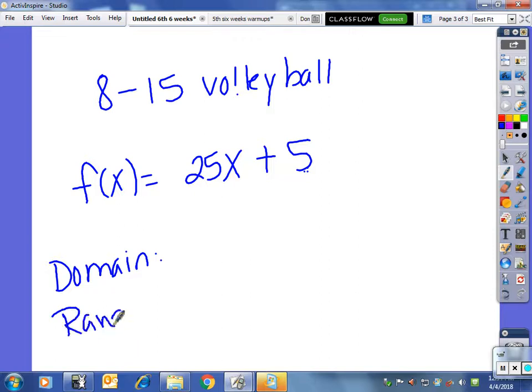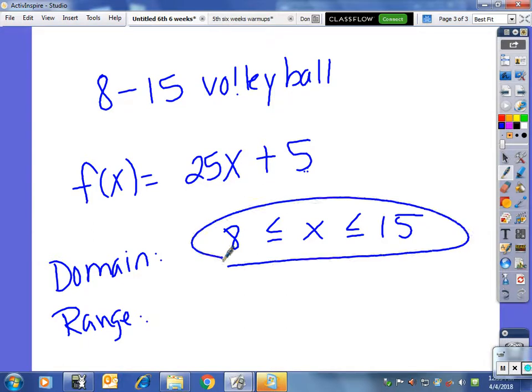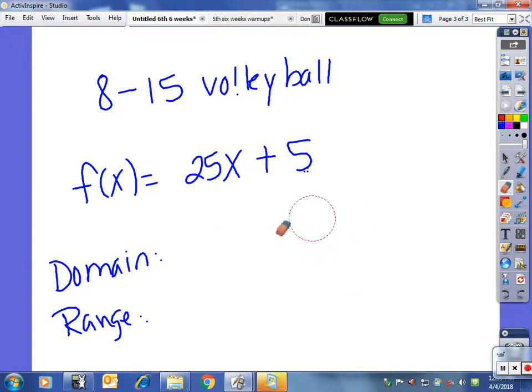Now, it either asks for domain or range. What's the domain of this? So there could be trillions of volleyball players on this team. They specifically told you how many volleyball players could be on this team. Some of you did this, which is so wrong. That means there could be 8.6 volleyball players. That means there's millions of fractional and decimal volleyball players in between 8 and 15. There's still a whole person.